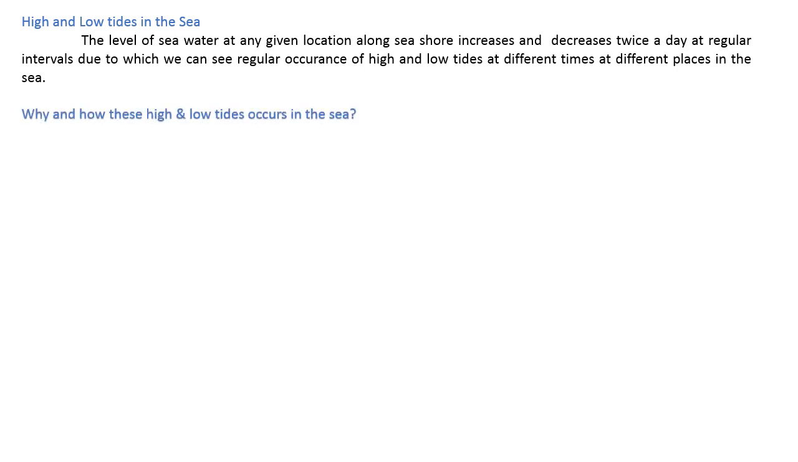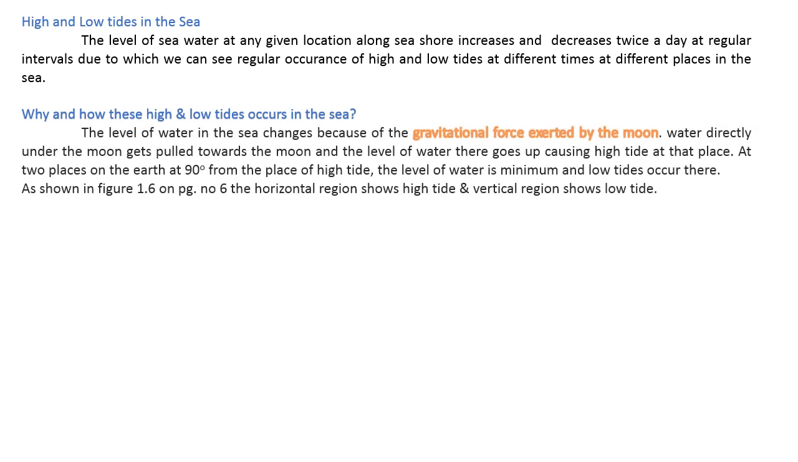So how is it happening, and why and how do these low tides and high tides occur in the sea? It is because the high tides and low tides depend on the position of the moon and the earth. Okay, so the level of water in the sea changes because of the gravitational force exerted by the moon. So why does this increase or decrease in the level of water take place? It is because of the gravitational force of the moon.